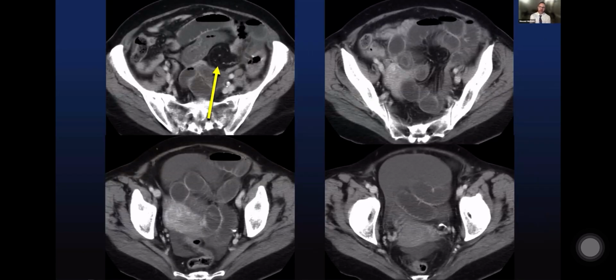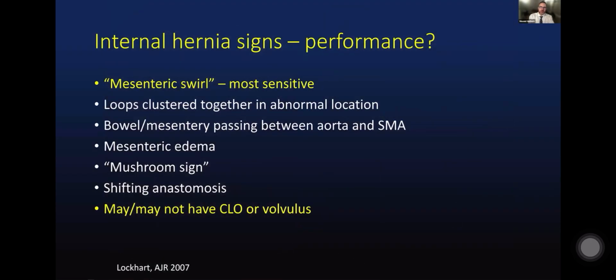Your mesentery is definitely your friend when you're looking for an internal hernia, not only in terms of edema, in terms of abnormal course, but also looking for mesenteric twists. This is a very sensitive, but not so specific sign for internal hernia, but is one you should really look out for, especially in patients who have a postoperative anatomy that predisposes them to an internal hernia like this one here. So when you're trying to find the best performance for CT signs predictive of internal hernias, mesenteric swirl is the most sensitive. Again, we're looking for clustered bowel loops in an abnormal location.